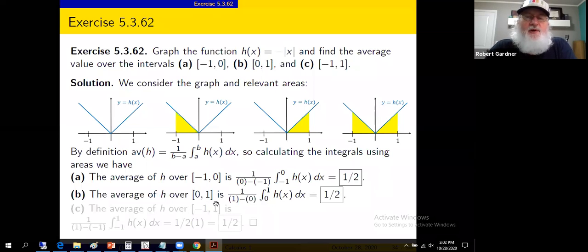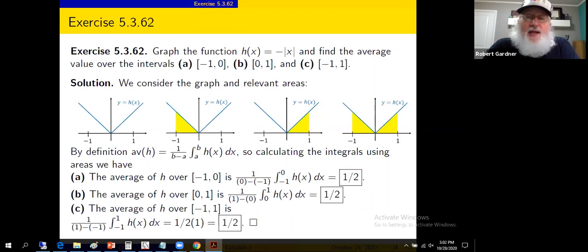How about on the interval 0 to 1? Well, okay, from 0 to 1, we'll look at this picture. It's the same area. A and B changed. We'll have 1 over b minus a. B is 1, a is 0. So 1 over 1 minus 0 this time. Also a coefficient of 1. The integral represents the area. It's a 1 by 1 square that's been cut in half. A half is the value of the integral, and so 1 times a half is the average value of the function.